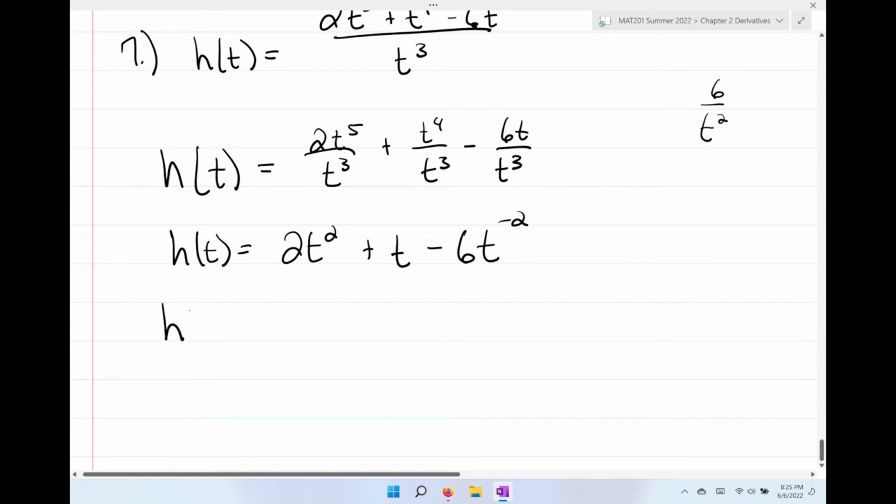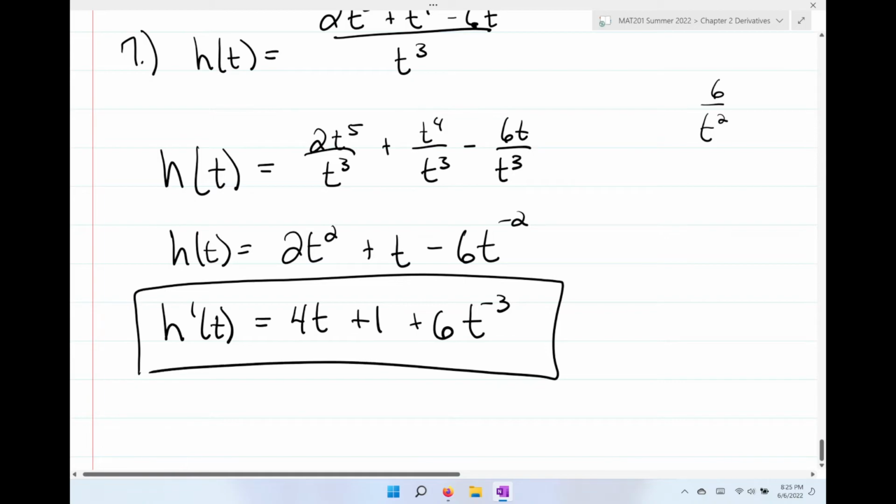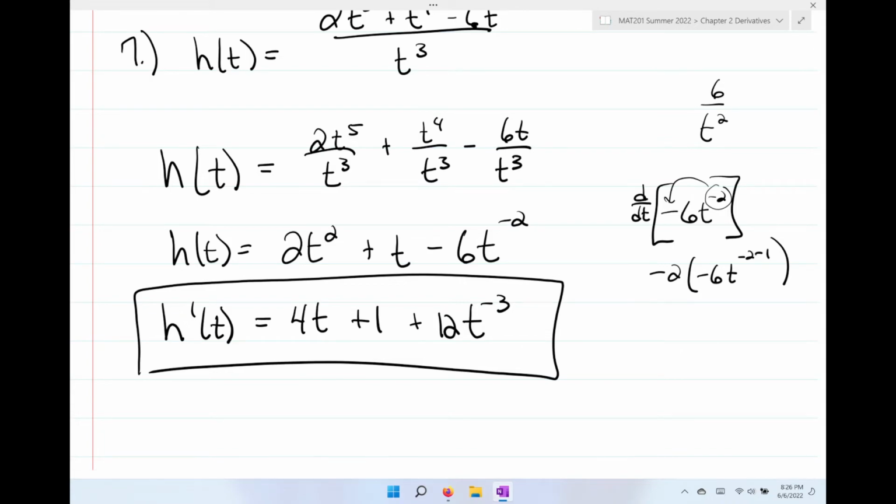And now when I go ahead and find the derivative, I'm going to get 4t plus 1 plus 12t to the negative 3. Make sure that for negative 6t to the negative 2, when you find its derivative, the negative 2 comes down out in front, and then you subtract 1 from the exponent. Negative 2 times negative 6 is positive 12. Negative 2 minus 1 is negative 3. So it's 4t plus 1 plus 12t to the negative 3 power.